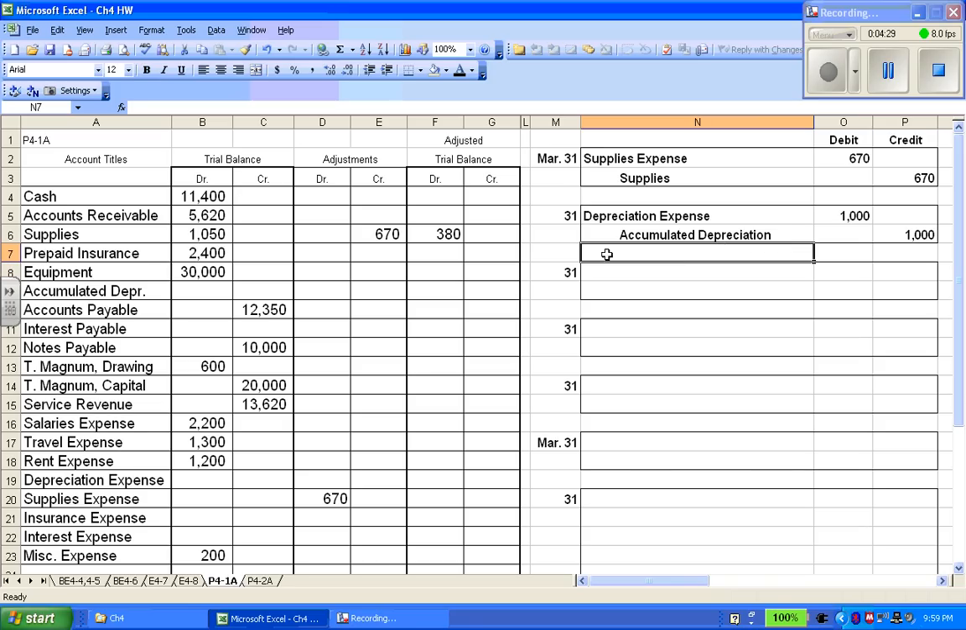All right, so let me post that. Down here, I'll put depreciation expense 1,000, and then accumulated depreciation will be a credit of 1,000.